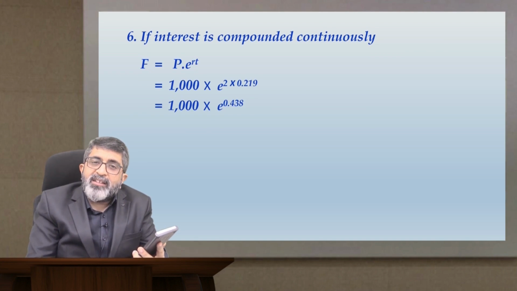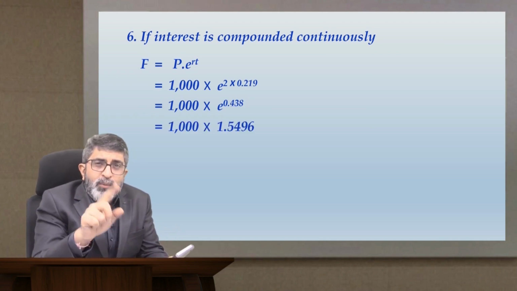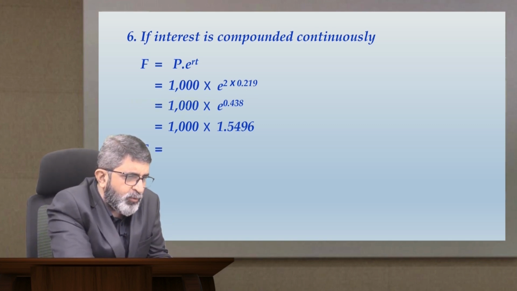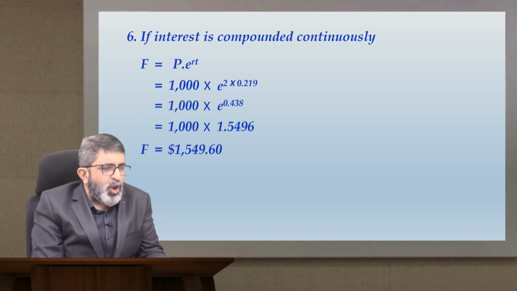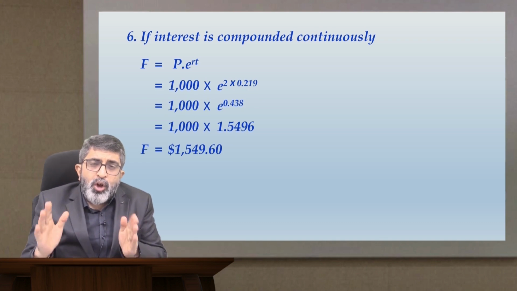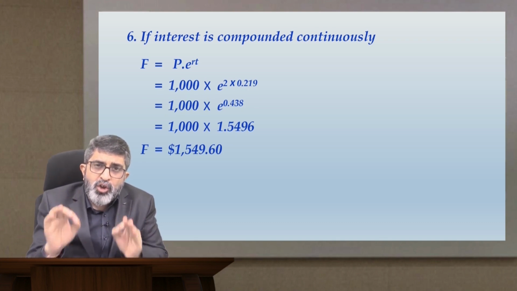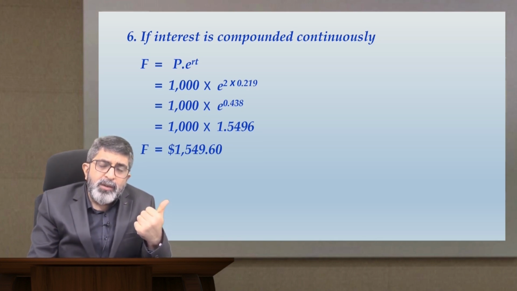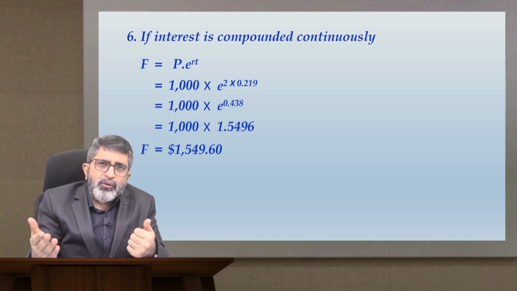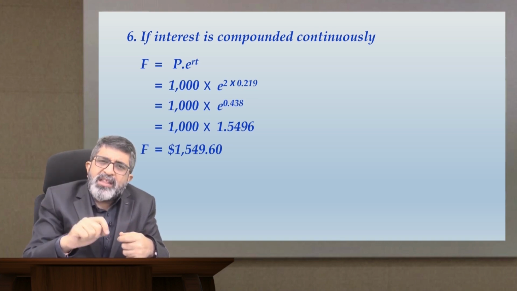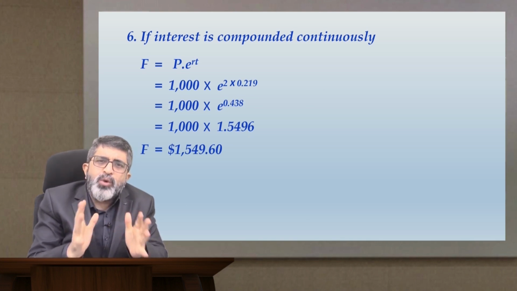And what you get is the factor 1.5496. So when $1,000 getting multiplied to 1.5496, your result will be the future value equals to $1,549.60. So I'm sure you have understood what is to be done on your financial calculator and what is to be written over here. And later on, so many times we are going to apply this continuous compounding that you will get this thing tuned into your practice.